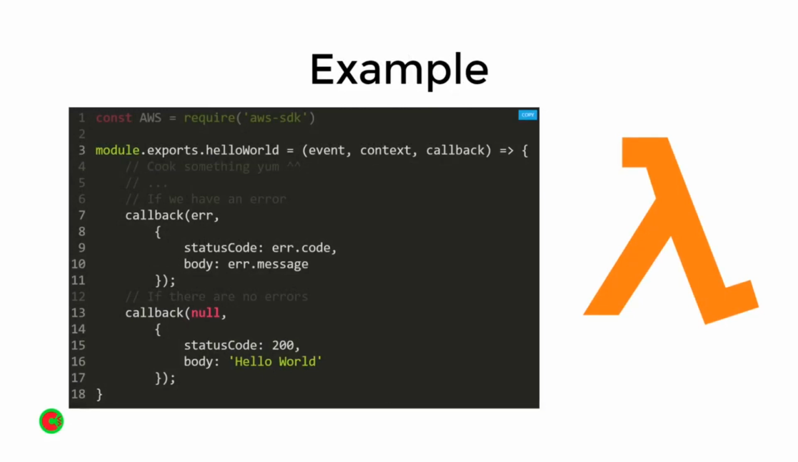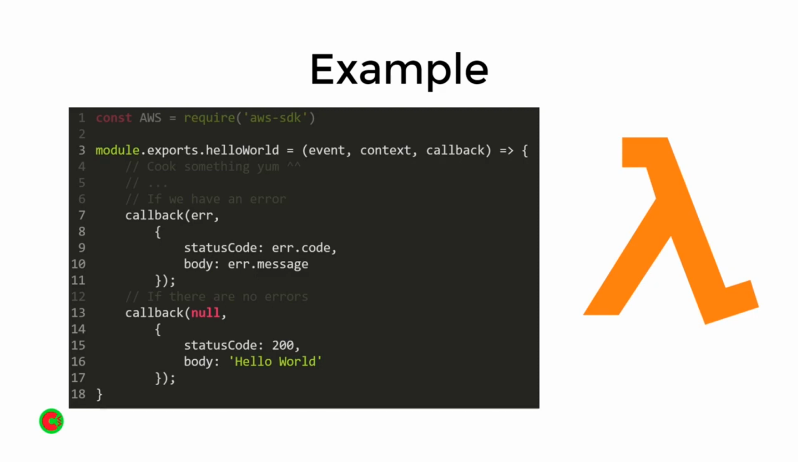Now, this is an example of a simple Lambda function. So this is our function, which is called hello world, and it takes in 3 things: the event, which holds the incoming data. So in our case, it's going to have the body of the request and the headers, and we are mainly concerned with the body. And we have the context, which holds some environment variables and other metadata.